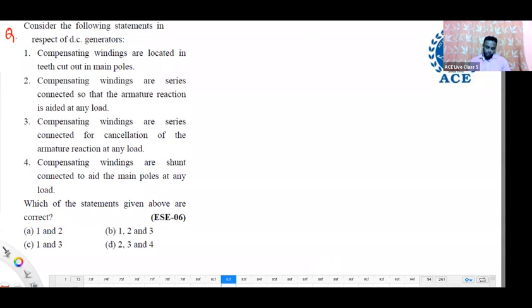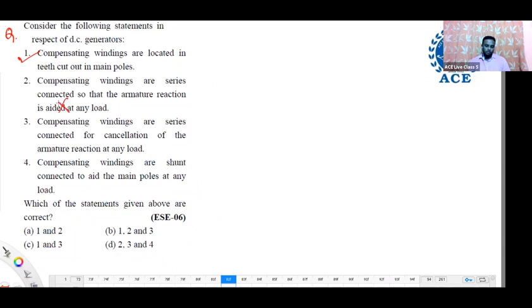Yes, right. See, the first statement is: compensating winding is located in the teeth cutout in main poles. So this is right. Okay. Next: compensating windings are series connected so that armature reaction is aided at any load.